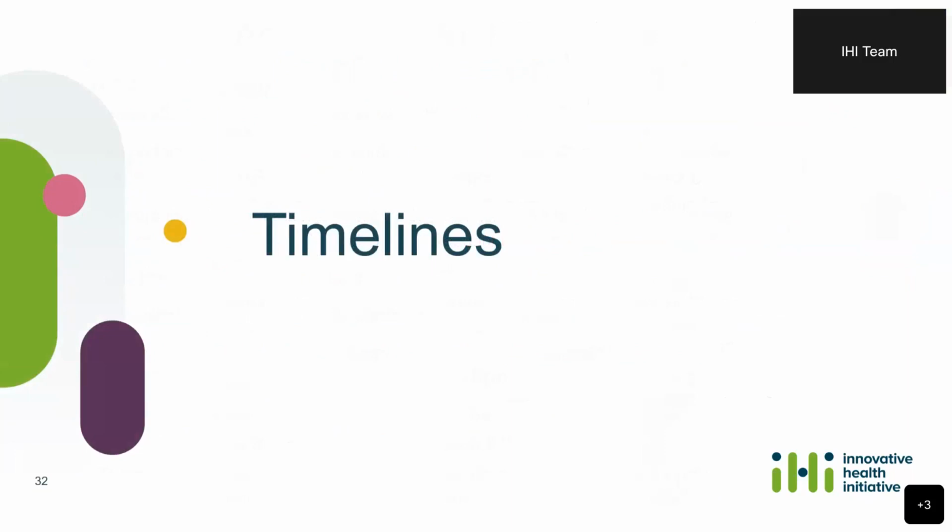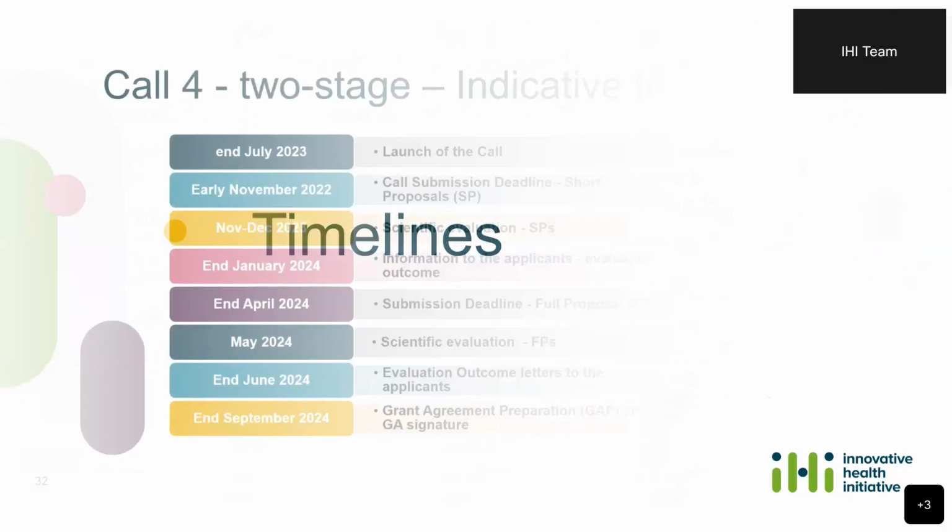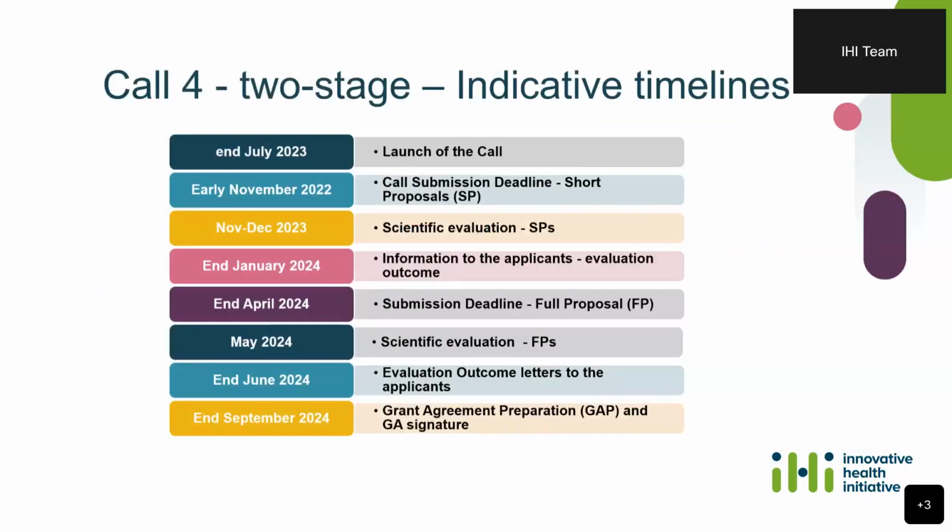Over to Pluvius for timelines. Moving now towards the end of this presentation, once again, I will just present you very briefly the indicative timelines. The call is expected to be launched by the end of July, with the short proposal deadline in early November. And they will go through the scientific evaluation between November and December, and hopefully you will be informed of the evaluation outcome by the end of January next year.